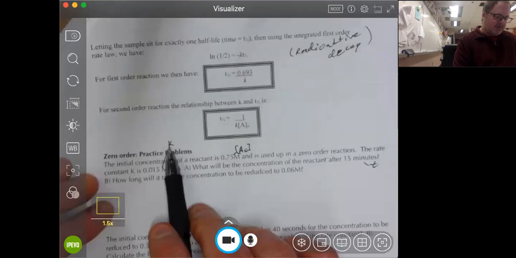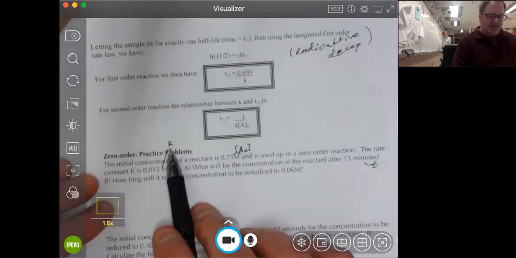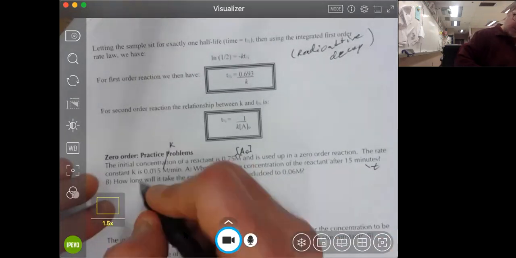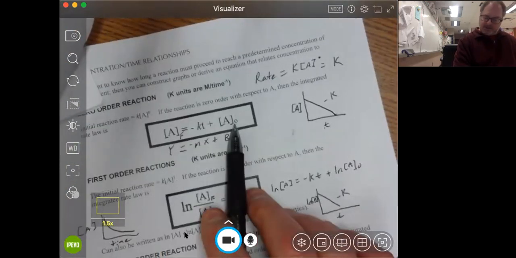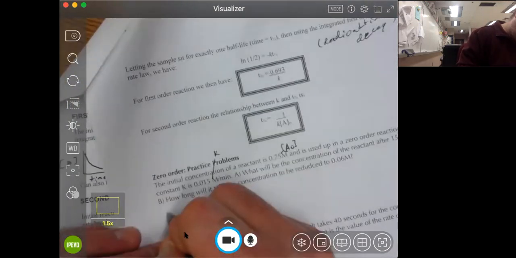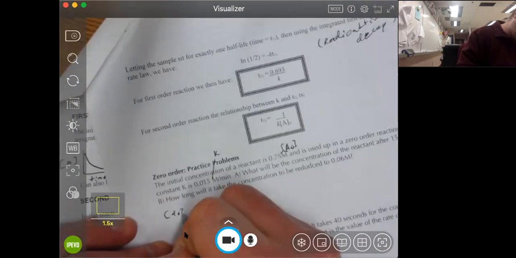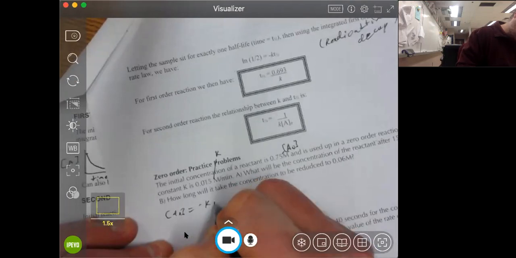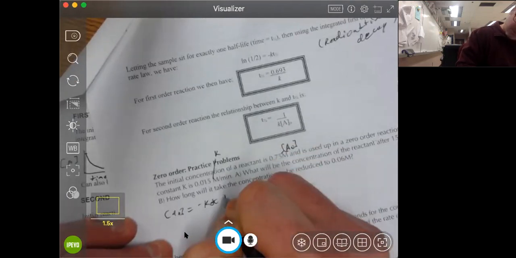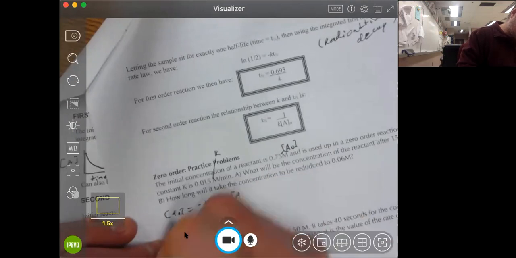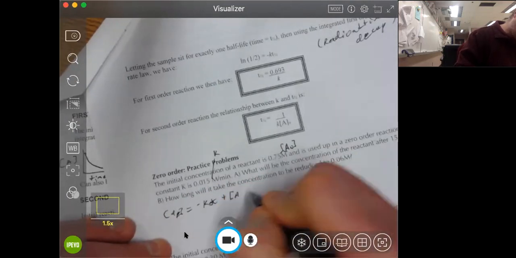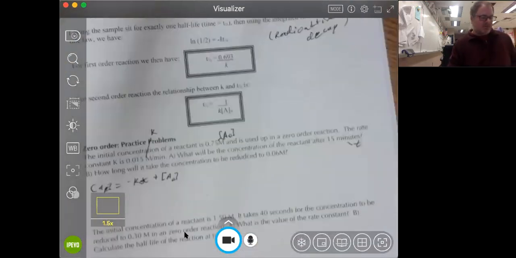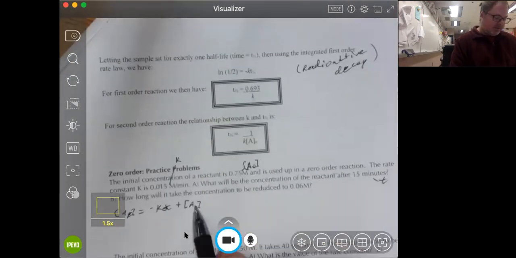So we have initial concentration, we have K, we have time. So we're going to go with the integrated rate law here. Concentration of A final equals negative KT plus the concentration of A initial. And basically, we would just plug these in. Boom, boom, boom.